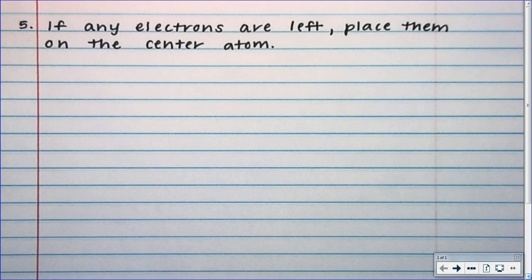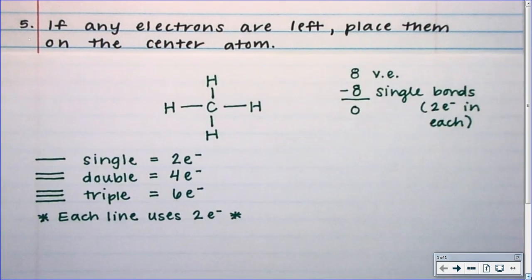Step 5, if any electrons are left, place them on the center atom. Again, looking at our example that we have been working on, we still have no electrons. Therefore, we can skip step 5.